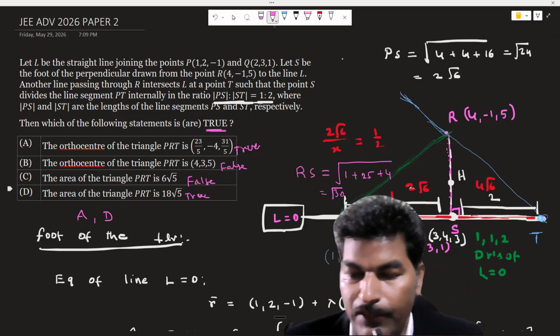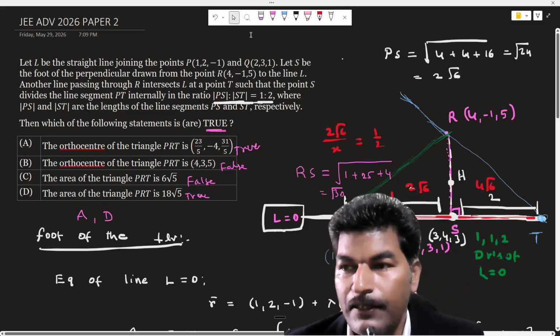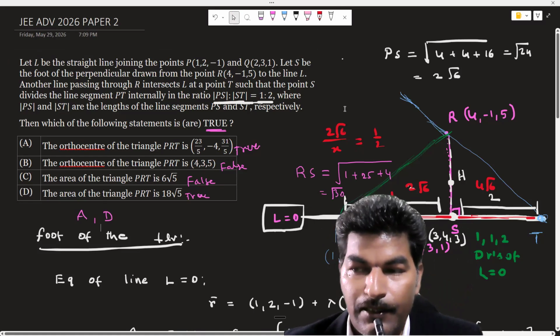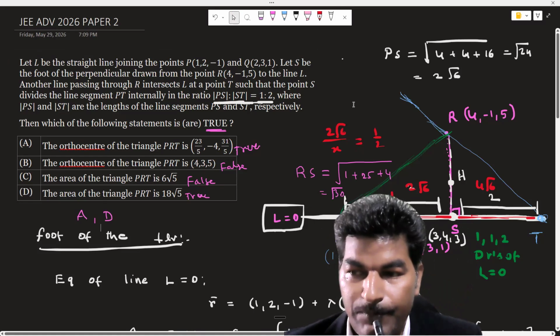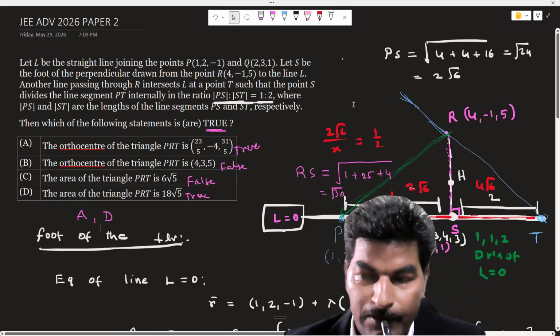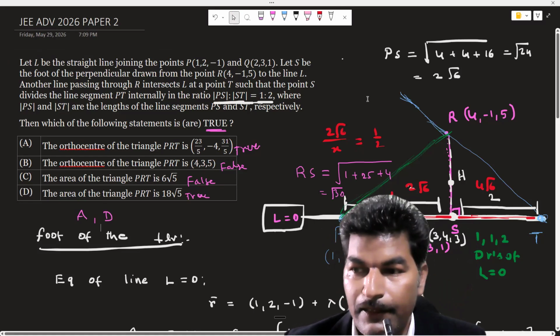I hope you understood this entire question, which is only based on the concept of foot of the perpendicular and orthocenter. I tried a little bit differently. Of course, you know that.